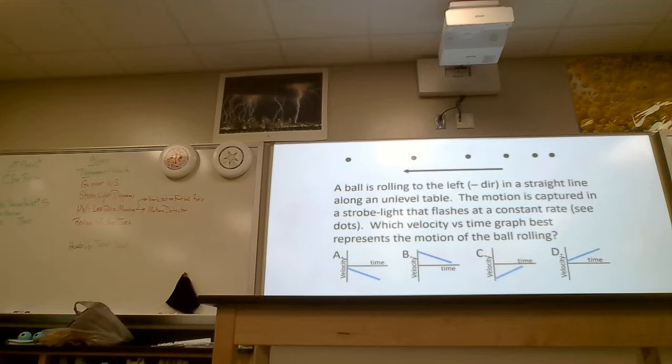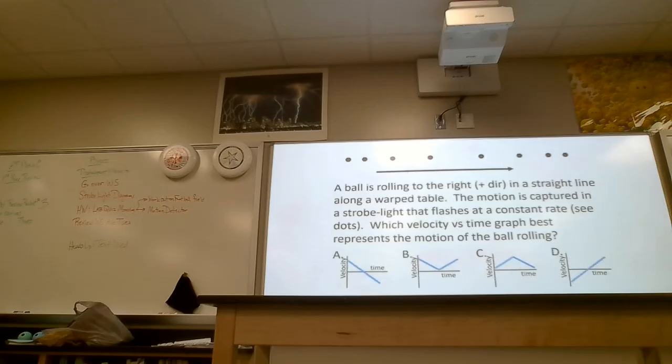Correct answer is A. You start slow and speed up in the negative direction, so you start close to 0 and move away from 0 velocity. Good? Next question.